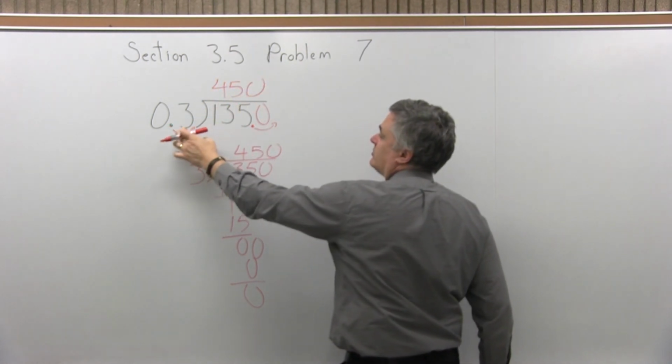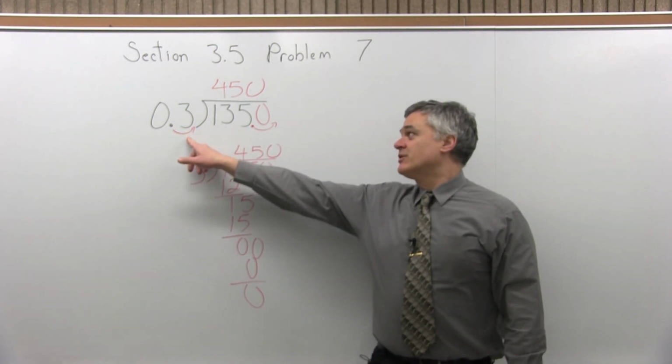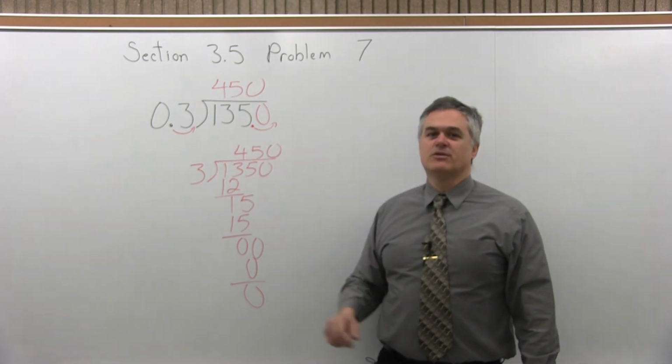And again, the way you have to do that is move the decimal the same number of places for the number in front of the division symbol as the number under the division symbol.